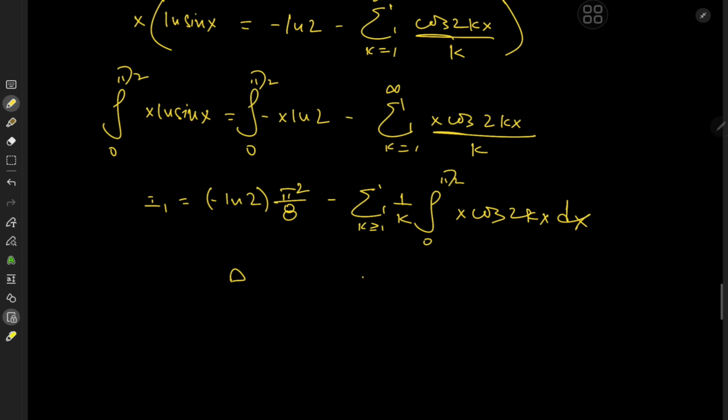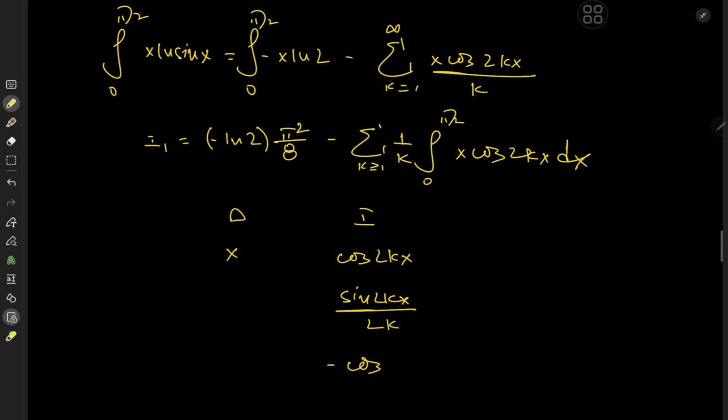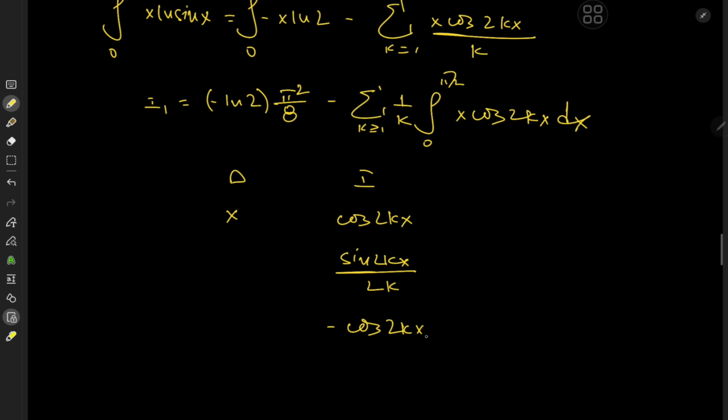So we have the DI method, x cosine 2kx, and we need to integrate this, which gives us sine of 2kx over 2k, and the next time, we have cosine of 2kx over 4k squared. And on the differentiation side, we have a 1 and a 0. The alternating plus and minus signs, this term here and that term there. These are the results of our integration.